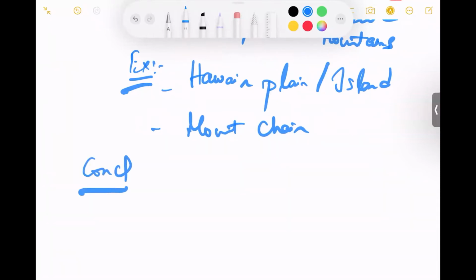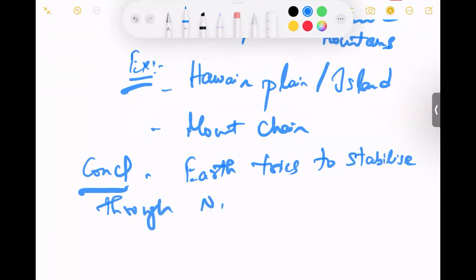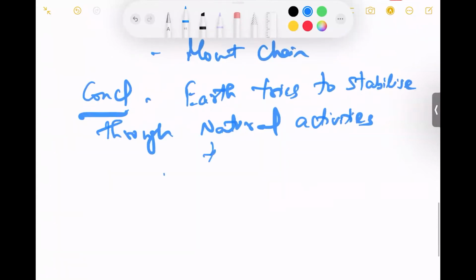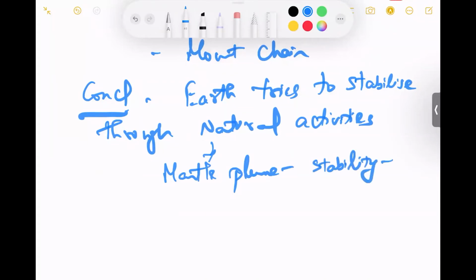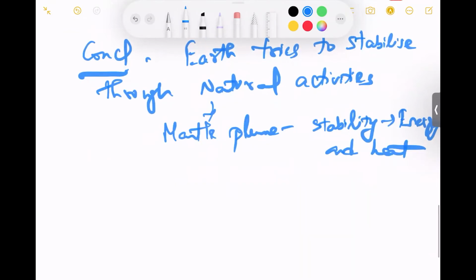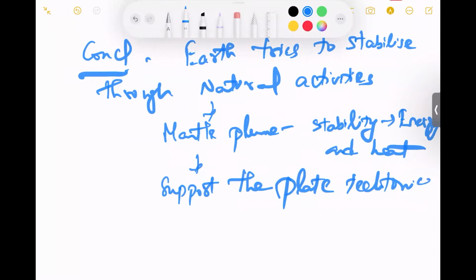So in the conclusion, you can write, the earth tries to stabilize through various natural activities, and one among them is this mantle plume, which brings stability to the earth where it loses energy and heat. And this mantle plume and its natural phenomena has supported the theory of plate tectonics. Clear? Yes, sir.